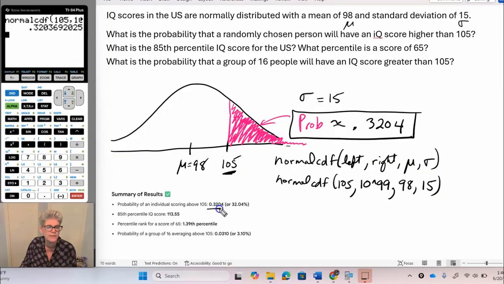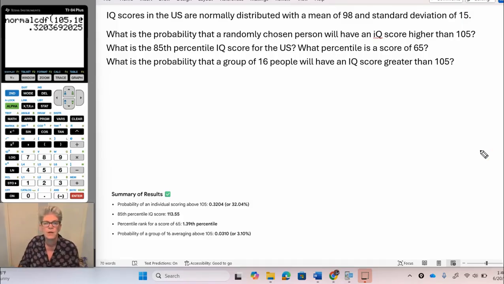So if you think of probability as a number between 0 and 1, that's how you would write it. If you think of a percentage, you'd multiply it by 100. So I do have the answers down there because we want to know that our answers are correct. Okay, so that's the first one.